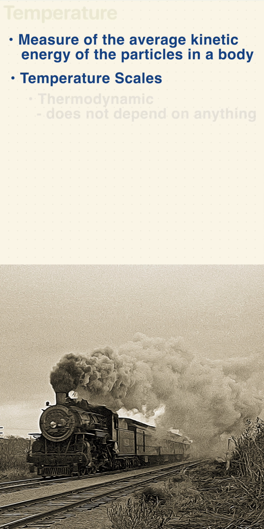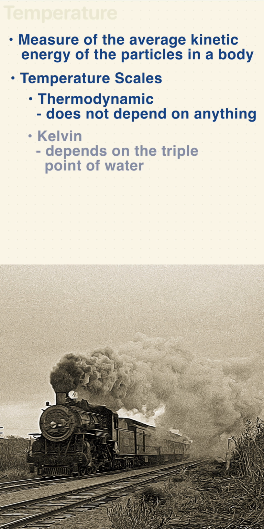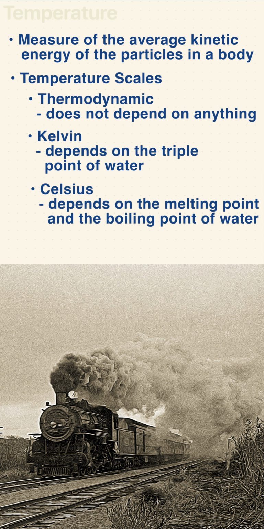So we have the thermodynamic temperature that does not depend on anything. This is superb, but difficult to use. Then we have the Kelvin scale that does depend on the triple point of water. Then we have the Celsius scale that depends on both the melting point and the boiling point of water.